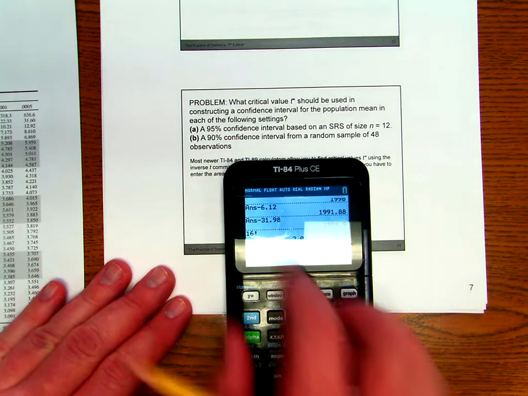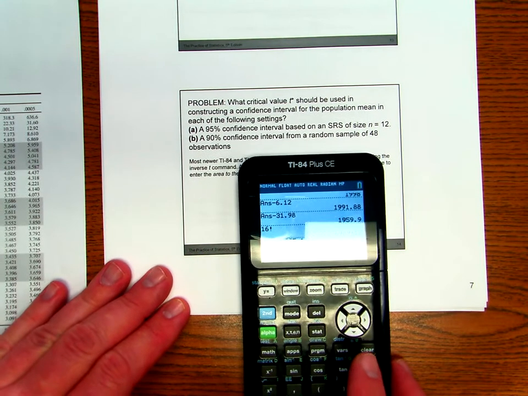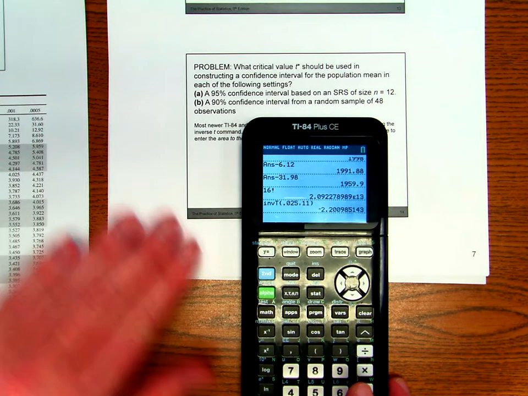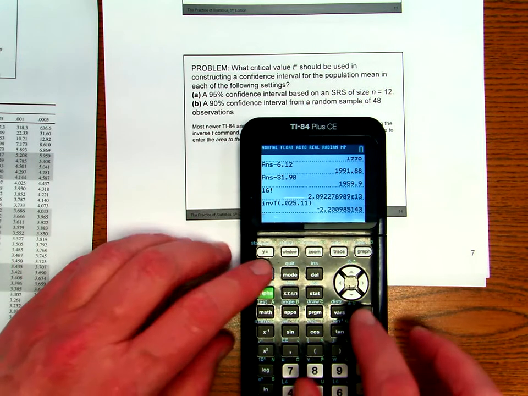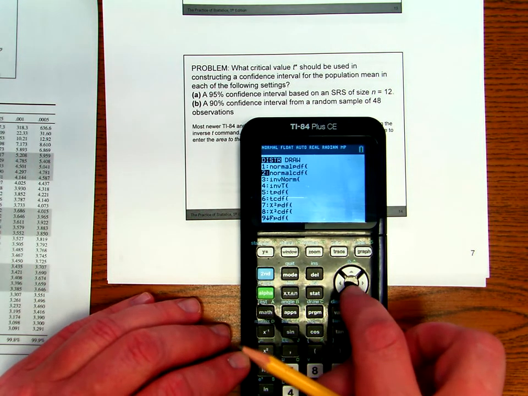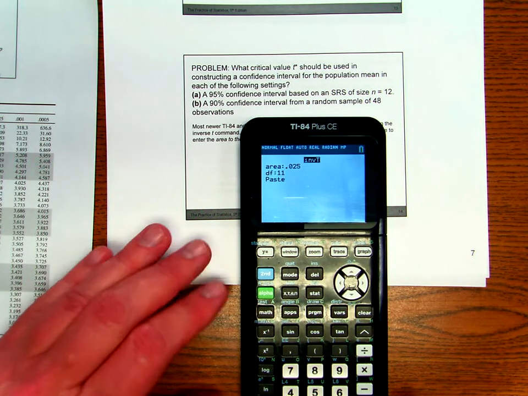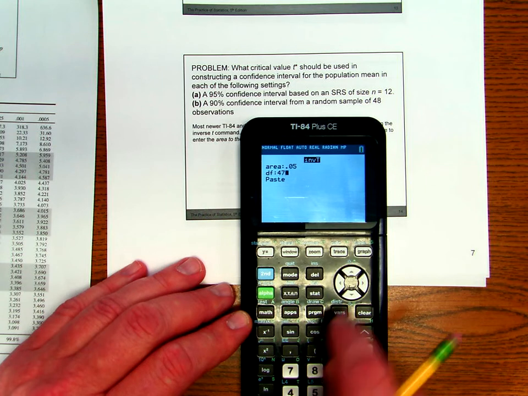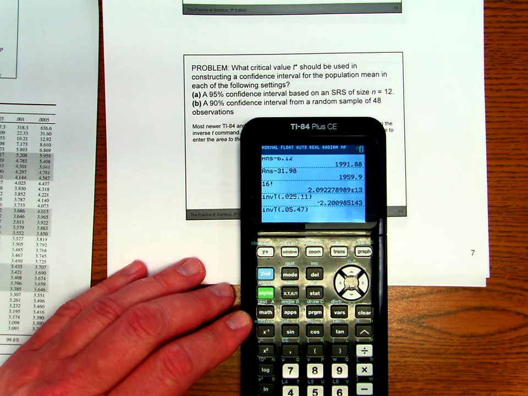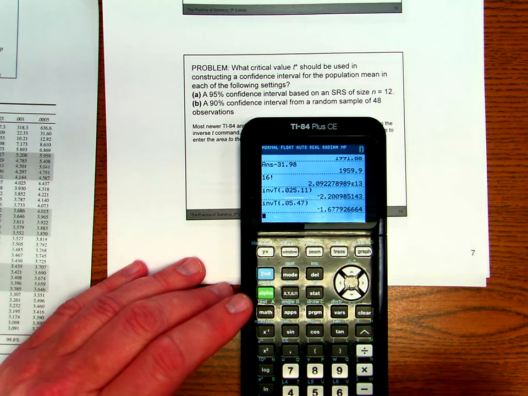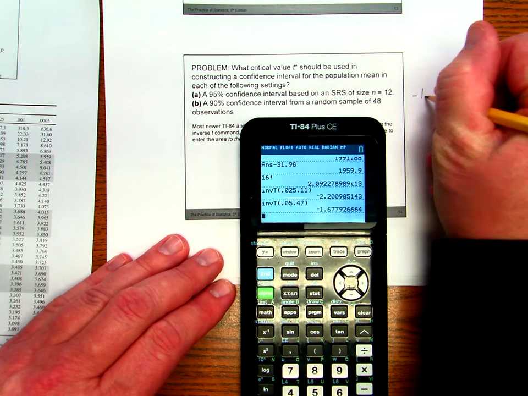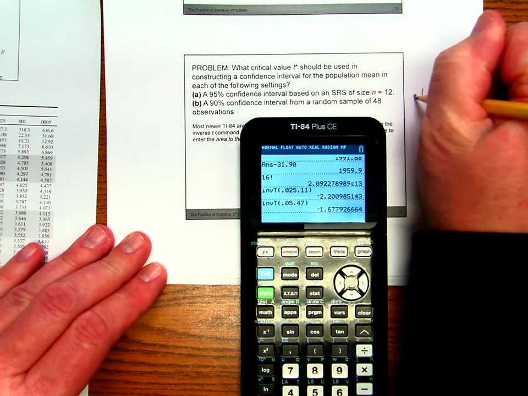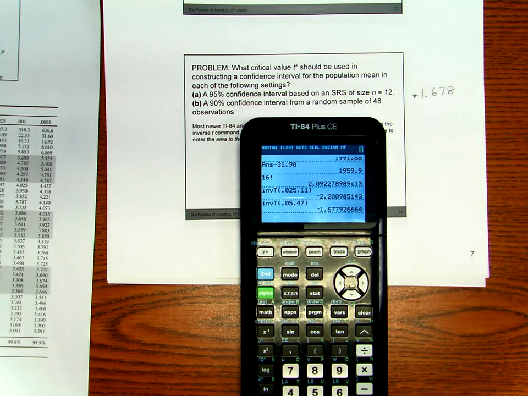All right, second part, a 90% confidence interval from a random sample of 48 observations. Slide that up so there's no glare. So second, vars to get the distributions, inverse T. This is a 90% confidence interval, so it's 5% in each tail. Degrees of freedom will be 47. Paste. And we get, let me write this down on the side here, negative 1.678. We go 3 decimal places, and normally you state the positive one. So I'll put the positive one there.